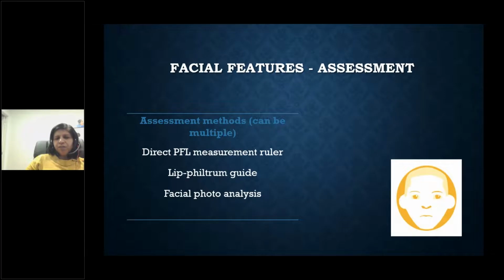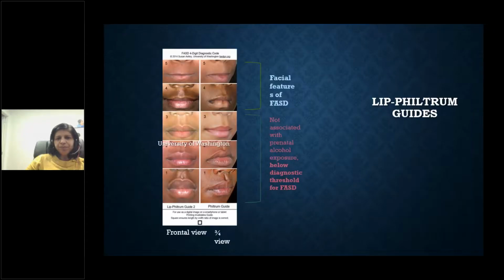The assessment methods which are used are quite standardized. Either you can use a lip philtrum guide or a measurement caliper, or some higher centers are also using facial photo analysis to determine some of the subtle features. I think you can see in these pictures that there are certain features of FASD which are quite classic, and you will not be missing those.